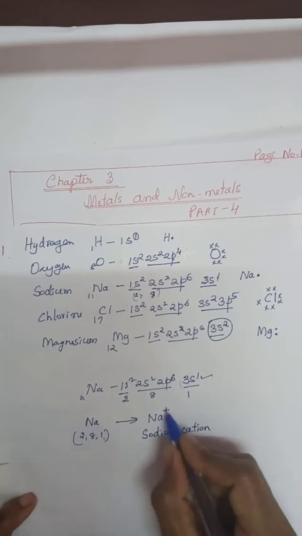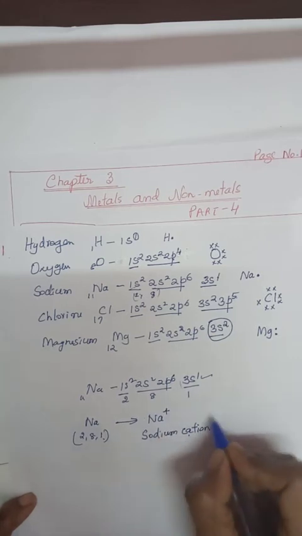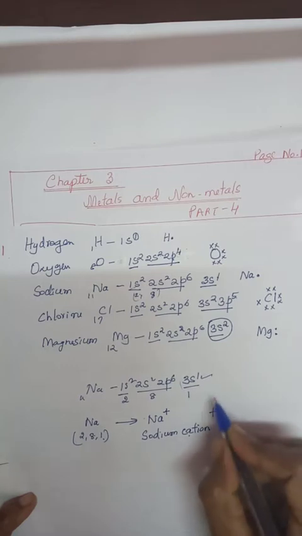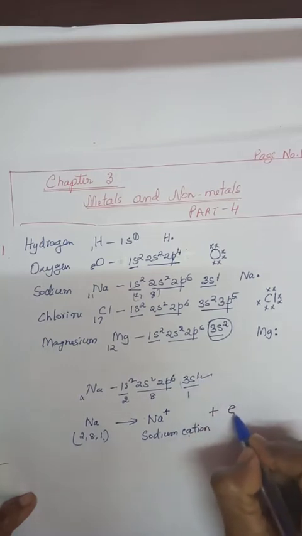Cation: positively charged ions are known as cations. It is losing how many electrons? 1 electron. You write here e minus.